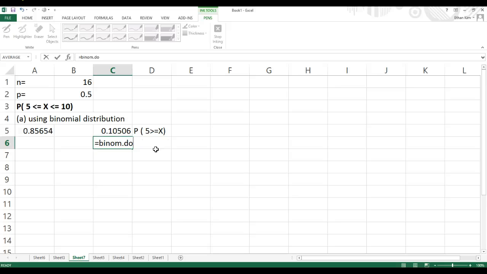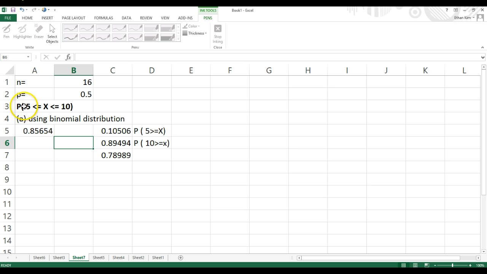Binom.dist, it's going to be numbers 10, 16.5, and true. And if you subtract these numbers, this does not correspond to the one that we got, right? If you think about it, if we're subtracting the probability including 10, I'm sorry, if we're subtracting this from that, then it's going to also subtract x equals 5, right?